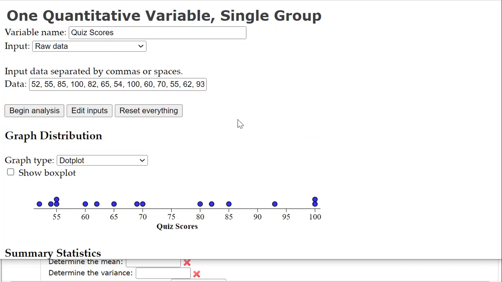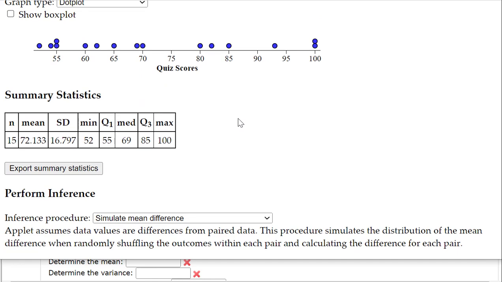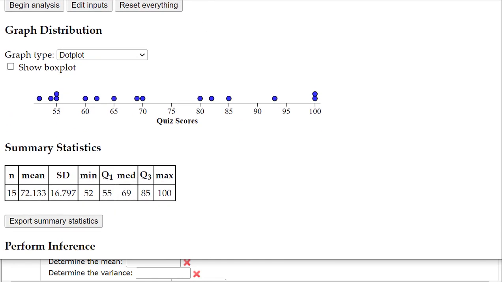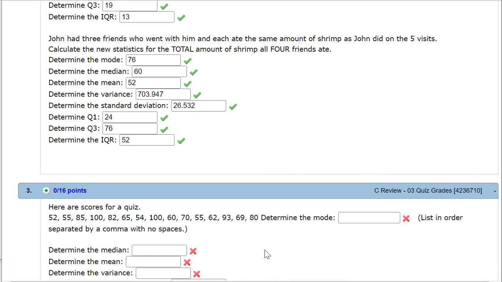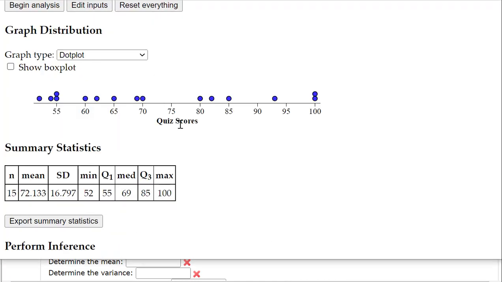This is going to be a super easy test for you guys, I hope. All right, and there are my quiz scores. So let's go ahead and see what we need to do. So they want the mode. So looking here, do we have more than one mode? We have 2 modes. We have 50.